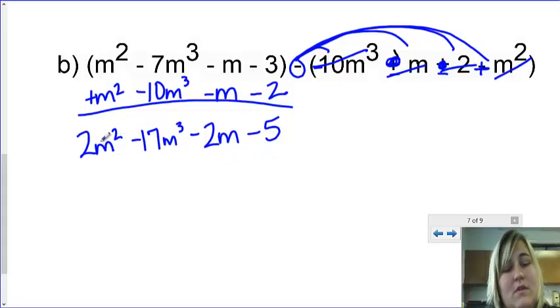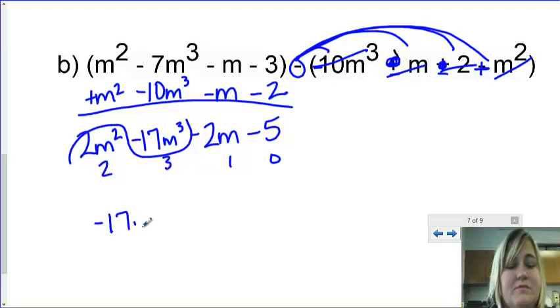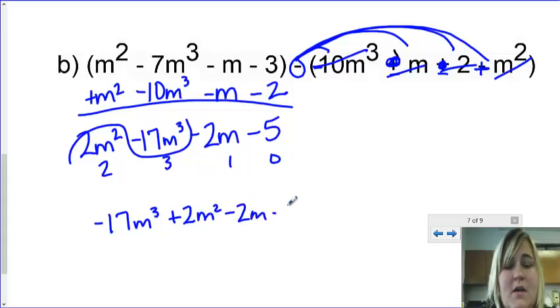So now on this one I have a degree of 2, of 3, of 1, and of 0. So I have to swap these two around to get it in standard form because I want that largest degree to be first. I have negative 17m to the third plus 2m squared minus 2m minus 5. And that is my final answer.